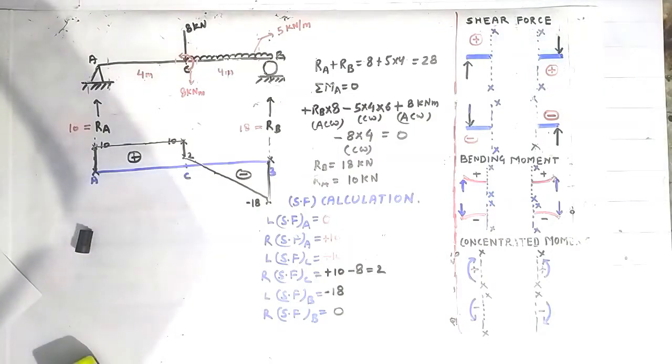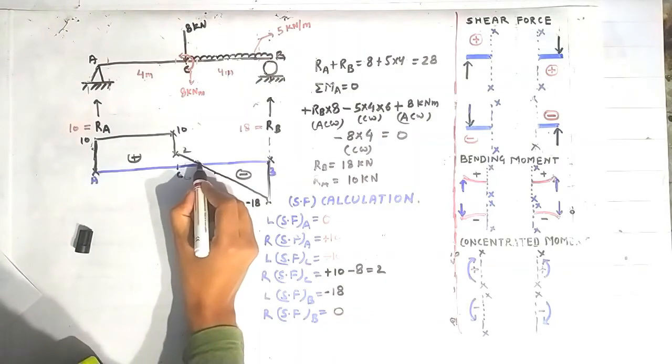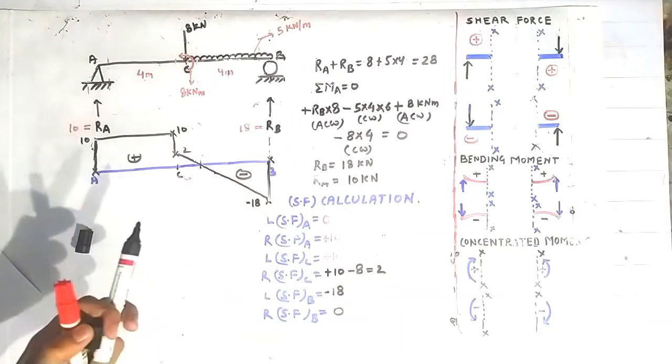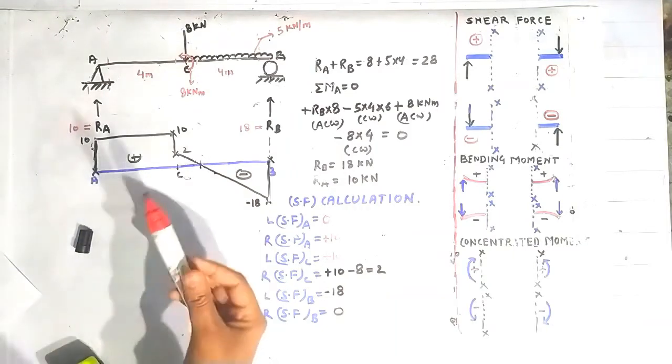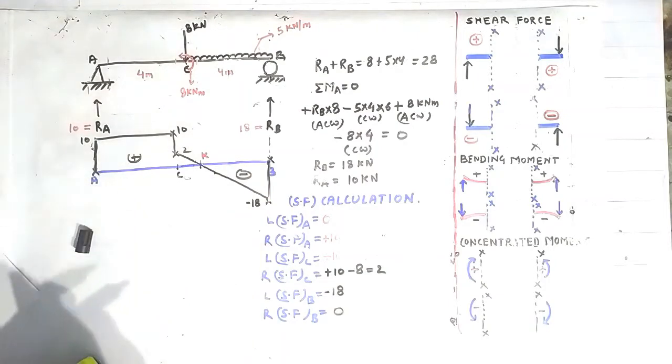Now we will draw the bending moment diagram. Now friends, we will find the point at which the shear force is going to be 0. Suppose this is the point K. Okay, I am naming it as K. Now we have to find the location of this point K, because at this point K the shear force is going to be 0.